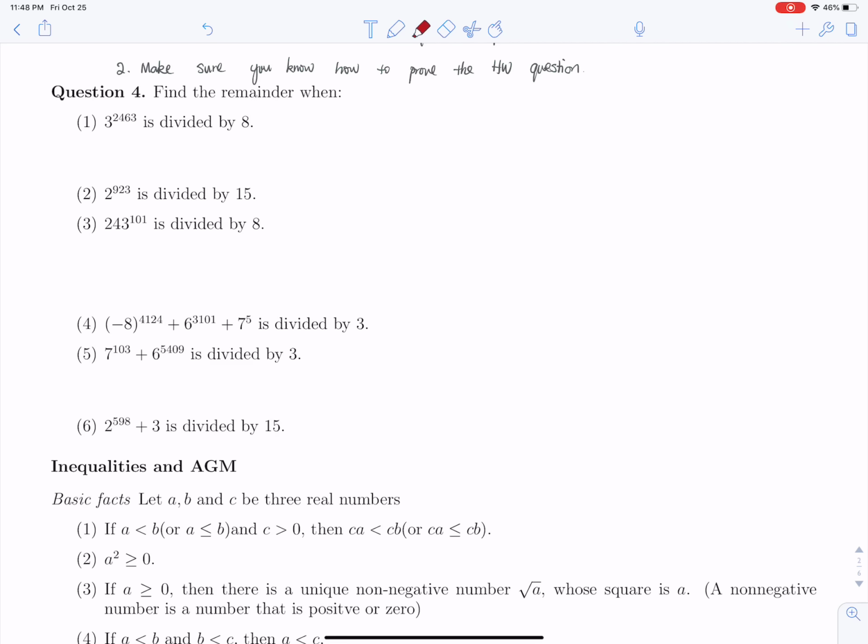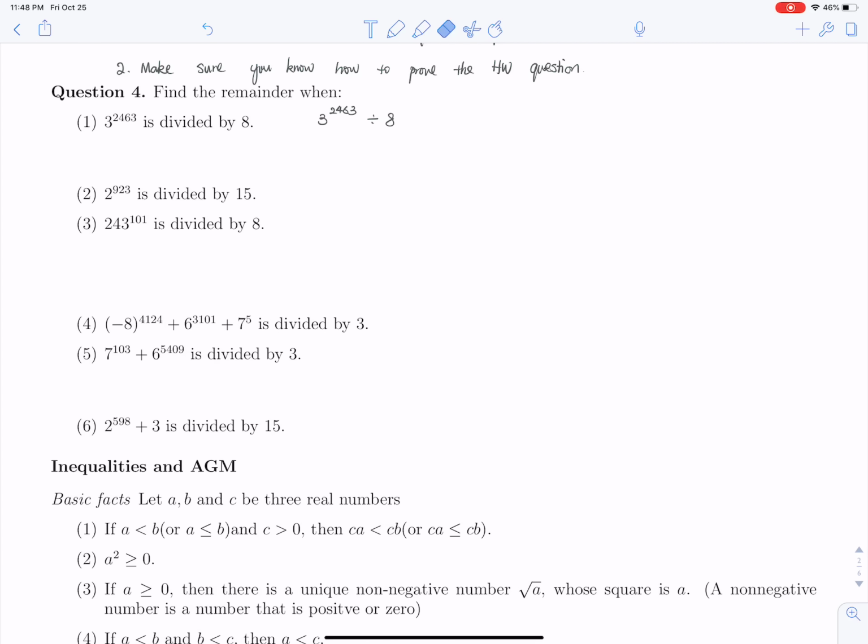So the first one: 3 to the power of 2463 is divided by 8. So we need to find the remainder of this. Well, this number looks really scary, right? So it seems impossible to compute. If you would do 3 to the power of 2463 divided by 8, this seems impossible.